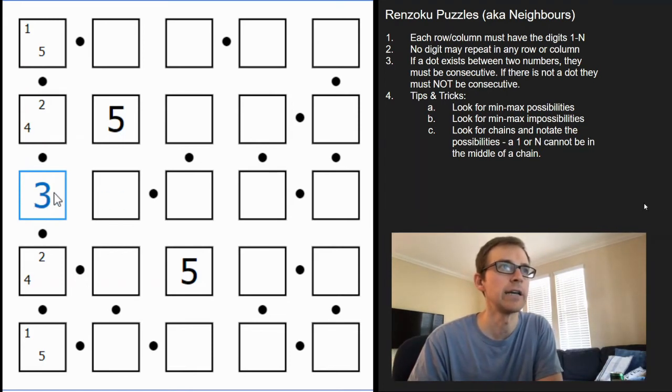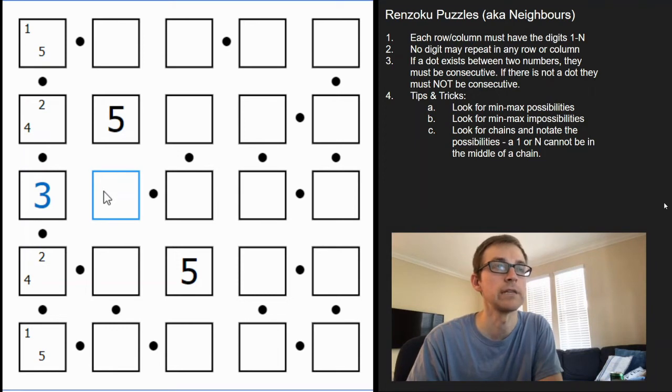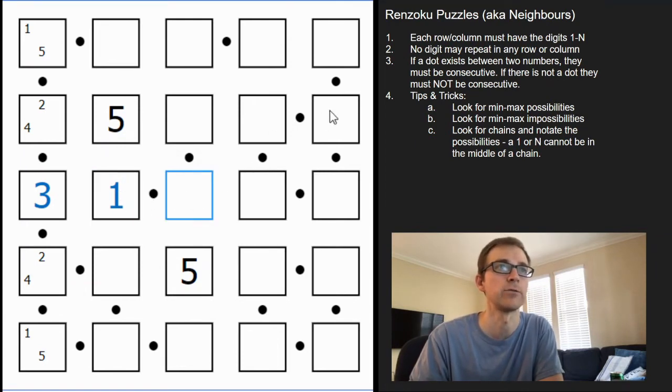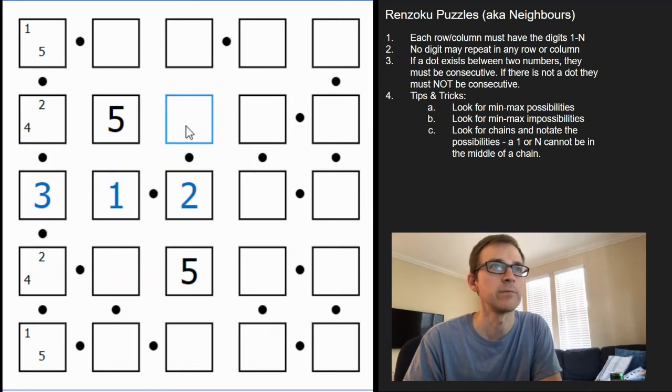And because these are not next to each other, there's no dot here, so this can't be a 2 or 4. If it can't be a 2 or 4, that leaves either a 1 or 5. Well, there's already a 5 in that column, so that has to be a 1. And because these are consecutive, this is a forced 2. And now this can be either a 1 or a 3. We don't know quite yet, but we can maybe pencil that in. That's either going to be a 1 or a 3. This is going to be a 4 or 5. And that's going to be a 4 or 5, because that's the last digits in that row.